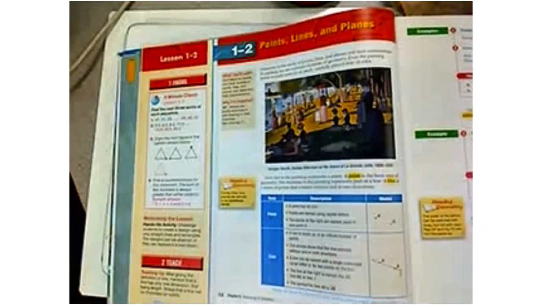If there's not a little scripted letter next to the line, you can only name it by its points, any two points that it goes through. Now, if we had a bunch of points on this line, you would get to choose any two of those points to name it. So if there was a C on this line, we could name it line AC, line BC, line AB, line CB. We could have a whole bunch of choices.